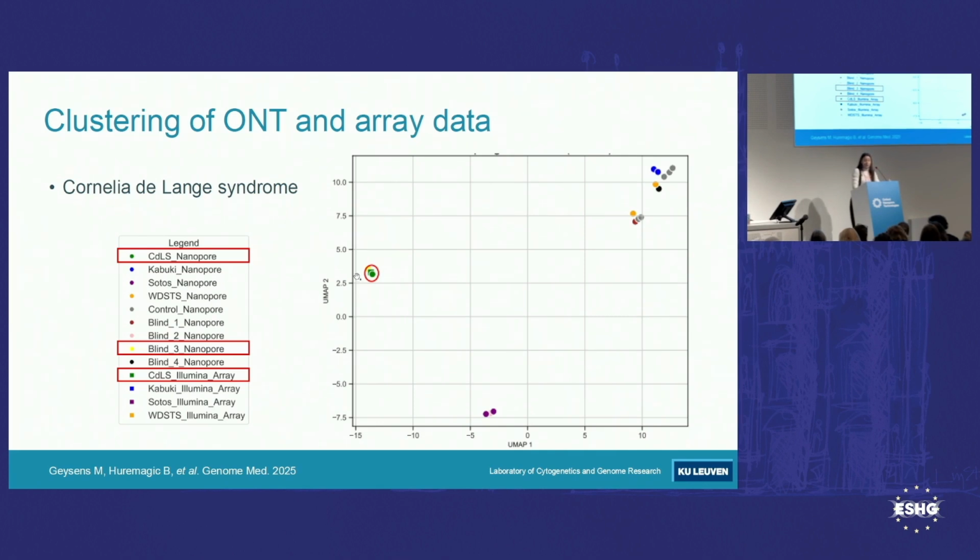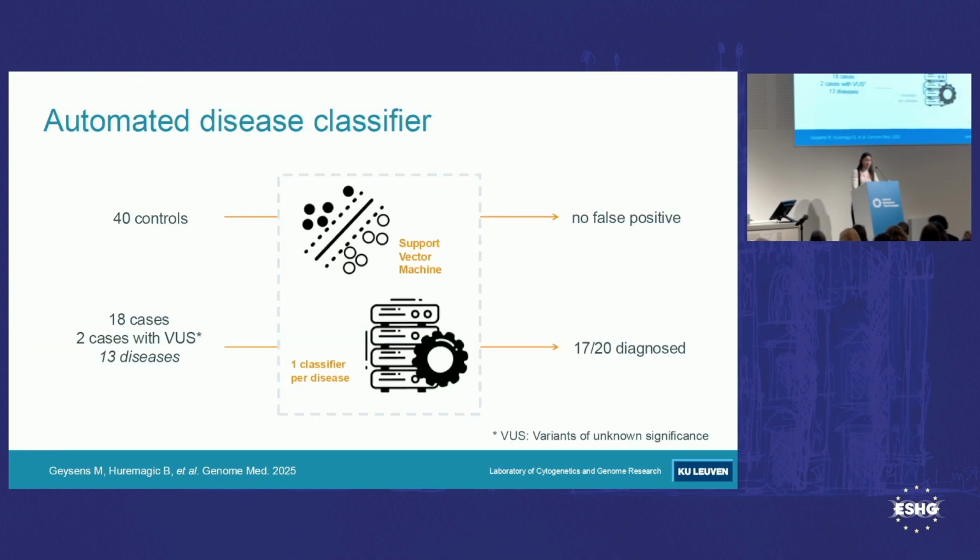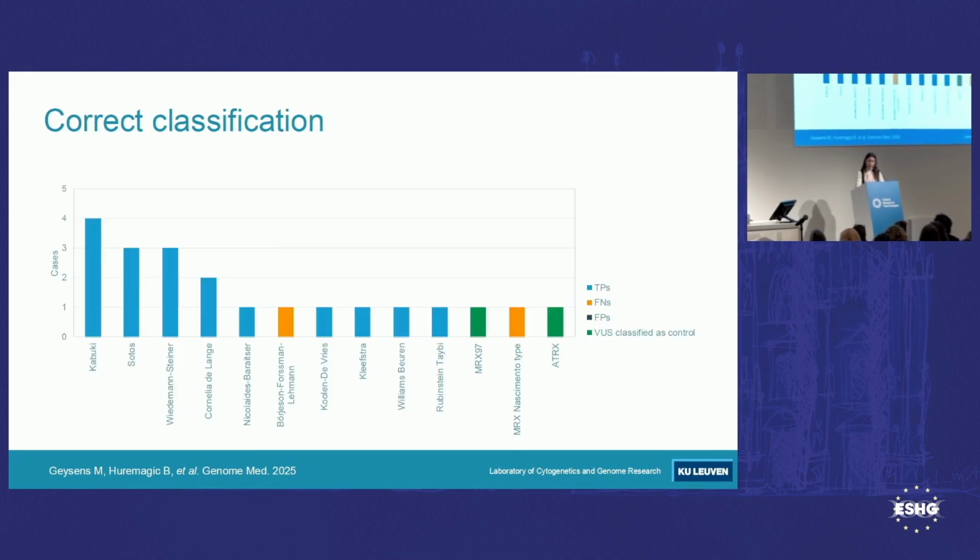So this works very well. However, graphical interpretation is not that nice, so we also decided to automate the disease classification by implementing a support vector machine classifier. We used 40 controls and 18 cases, and we also used 2 cases for which we had variants of unknown significance. And this covered a range of 13 diseases. After our classification, the controls were properly classified as controls. We had no false positive, and 17 out of our 20 cases could be properly diagnosed.